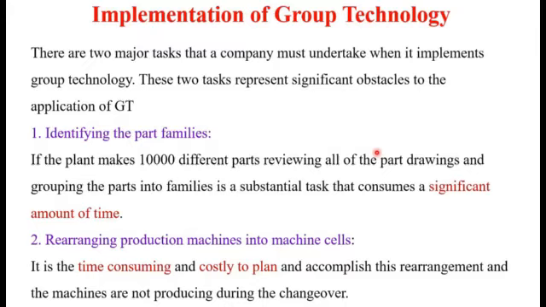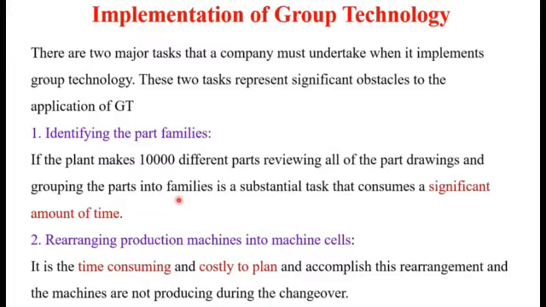These are the two main, or we can say significant, obstacles while applying group technology: identification of the part families and arranging the production machines into machine cells. Identification of the part families means that if the plant makes 10,000 different parts, reviewing all the part drawings and grouping these parts into families is a substantial task, and it consumes a significant amount of time.